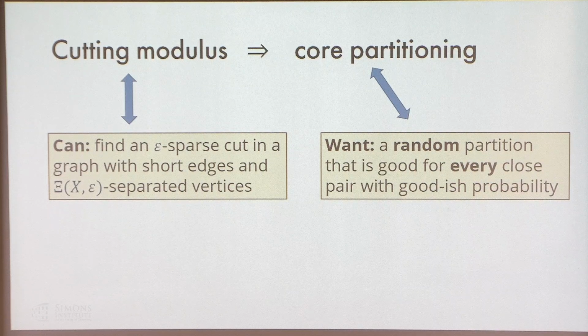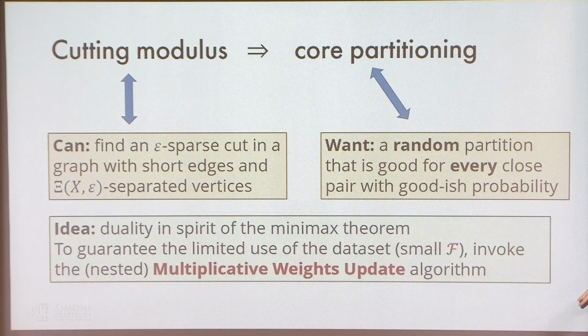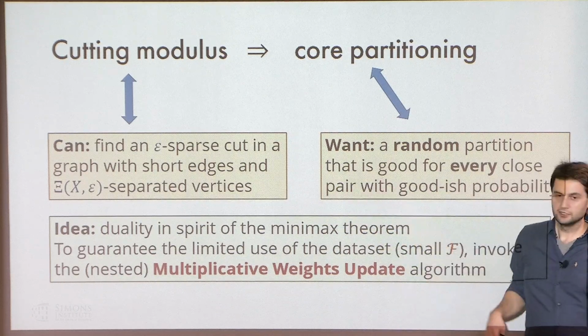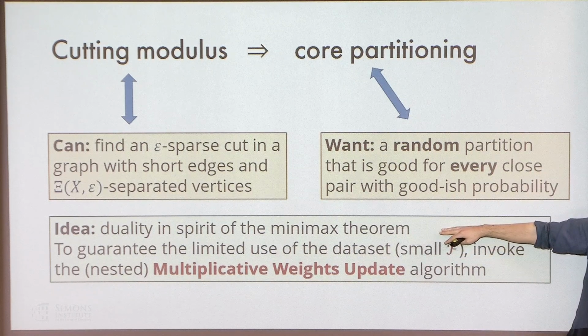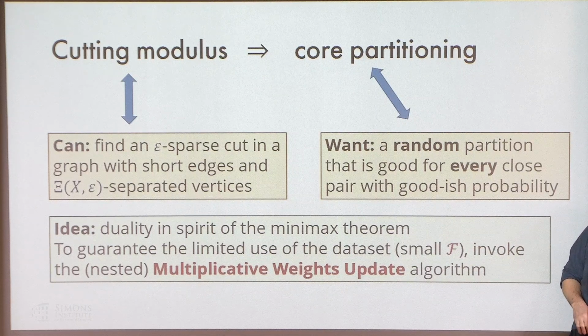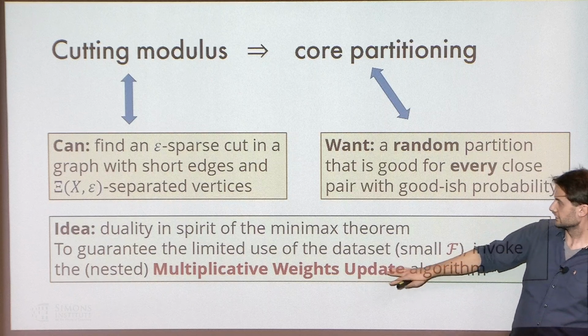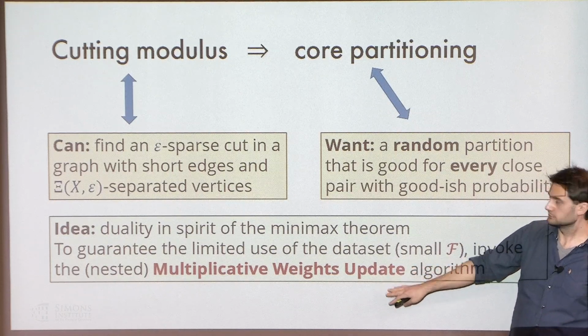Okay, and I'm about to finish. And how do we go from here to here? This is essentially minimax. So it is duality in the spirit of the minimax theorem. And to go from left to right, we apply the multiplicative weights update method. It's actually two MWU algorithms nested in each other. And we need to use multiplicative weights update specifically to get this small description complexity.